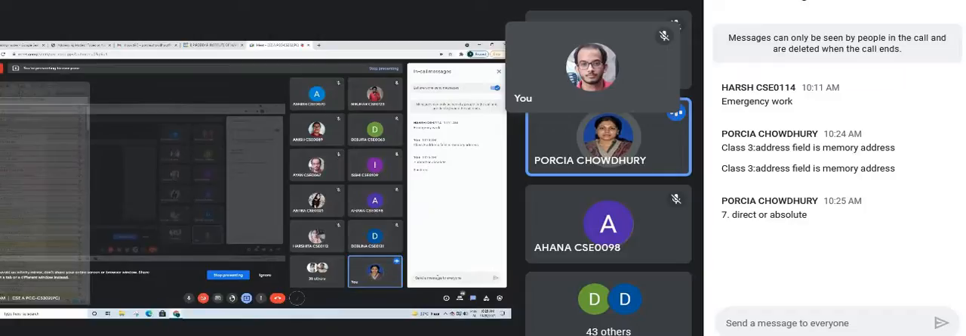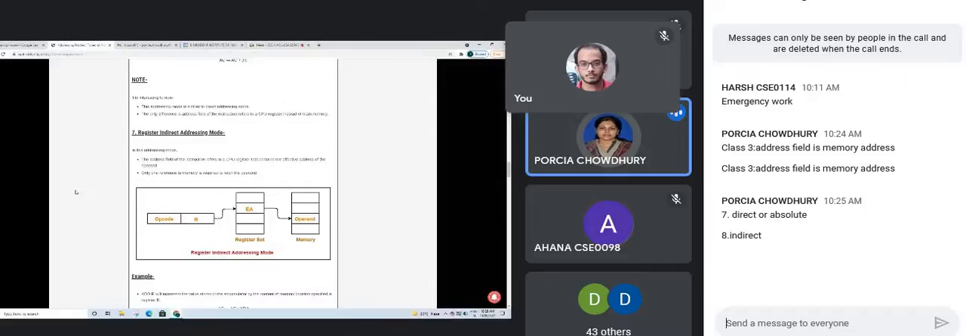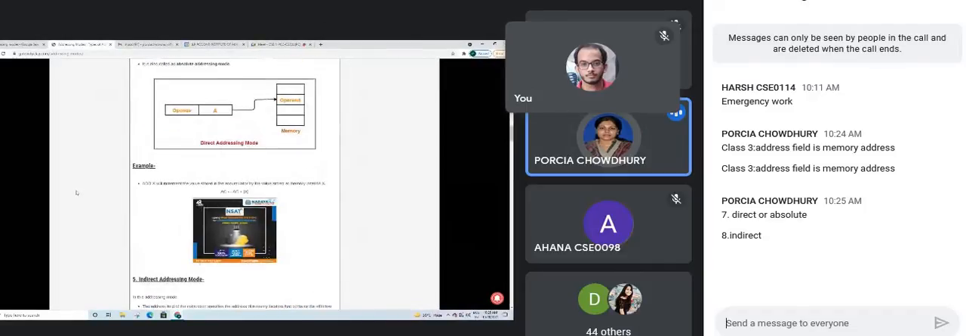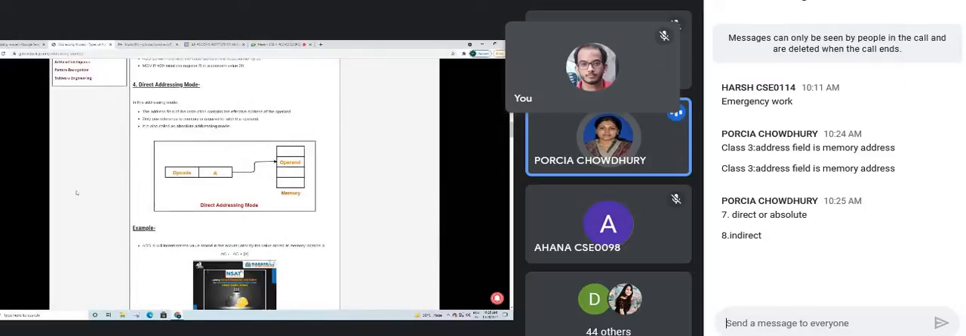So class 3 has two examples: direct and indirect address mode. That is what I showed you in the last class, those two diagrams. Yeah. So, direct address mode.